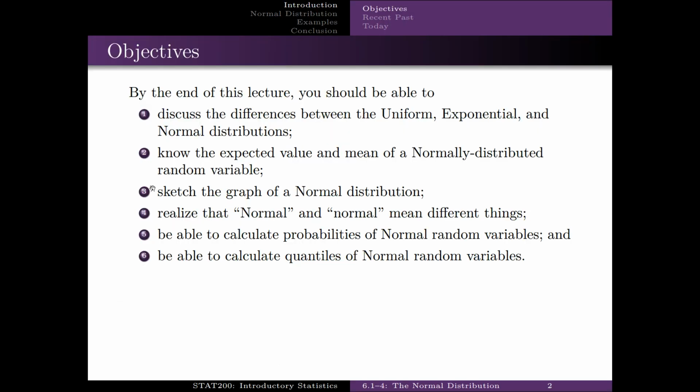By the end of this lecture, you should be able to discuss the differences between the uniform, exponential, and normal distributions, and know the expected value and the mean of a normally distributed random variable. It's kind of tricky because remember, the mean and the expected value are the same thing. Sketch the graph of a normal distribution. Realize that capital N Normal and lowercase n normal mean different things. The capital N Normal refers to the distribution, and lowercase n normal just means typical or not surprising. Be able to calculate probabilities of normal random variables and quantiles of normal random variables.